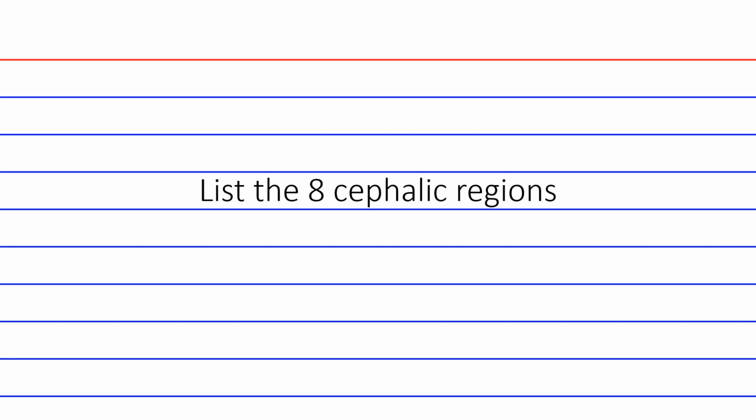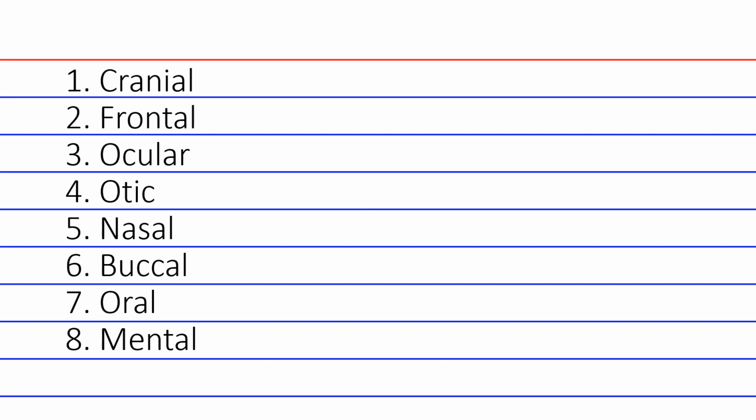Okay, so now we're going to ask you to list some terms. I'm going to give you some more time for this. I would suggest you actually take the time to list them out. So, list the 8 cephalic regions. The answer is cranial, frontal, ocular, otic, nasal, buccal, oral, and mental. All of these separate regions make up your head.